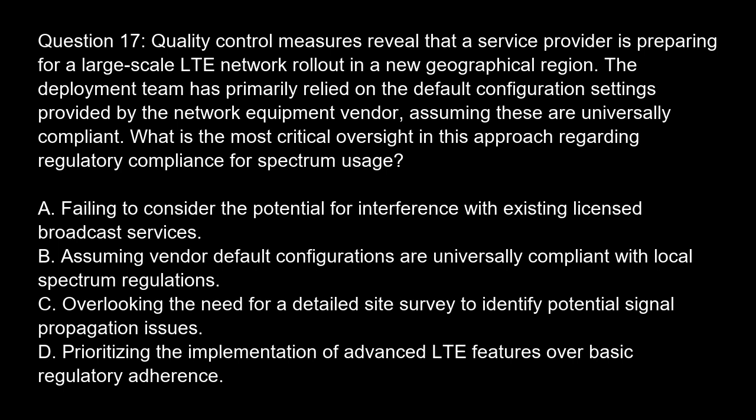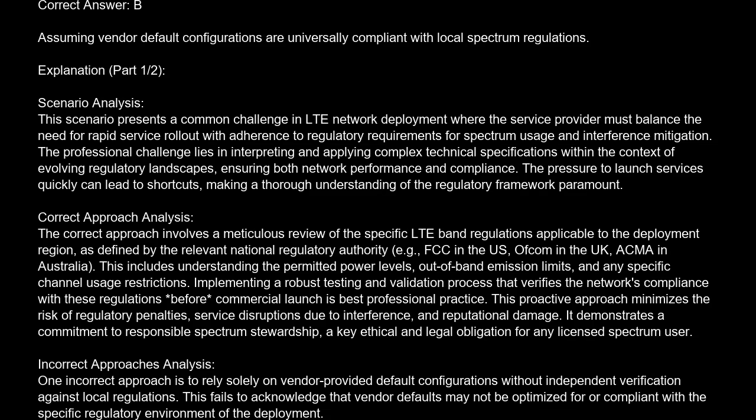Option A. Failing to consider the potential for interference with existing licensed broadcast services. Option B. Assuming vendor default configurations are universally compliant with local spectrum regulations. Option C. Overlooking the need for a detailed site survey to identify potential signal propagation issues. Option D. Prioritizing the implementation of advanced LTE features over basic regulatory adherence. The correct answer is B. Assuming vendor default configurations are universally compliant with local spectrum regulations.